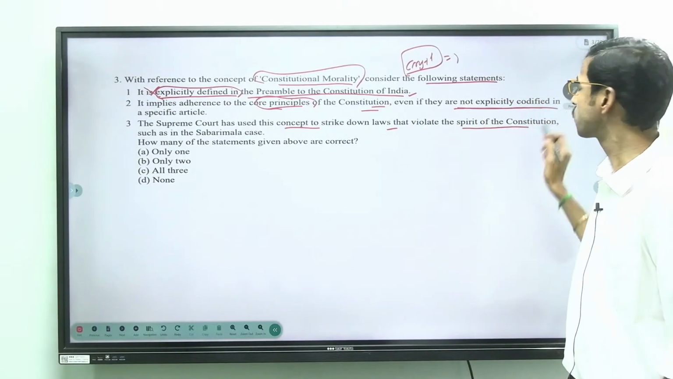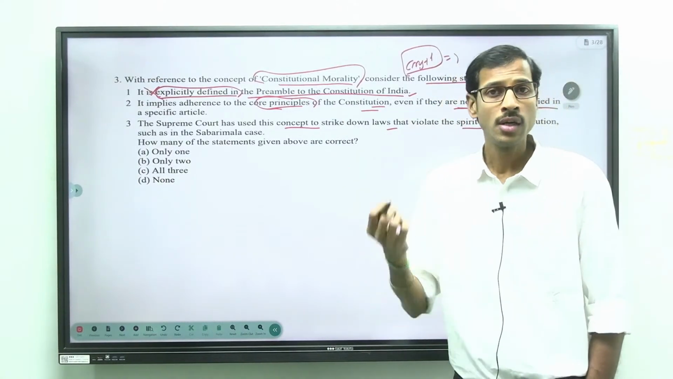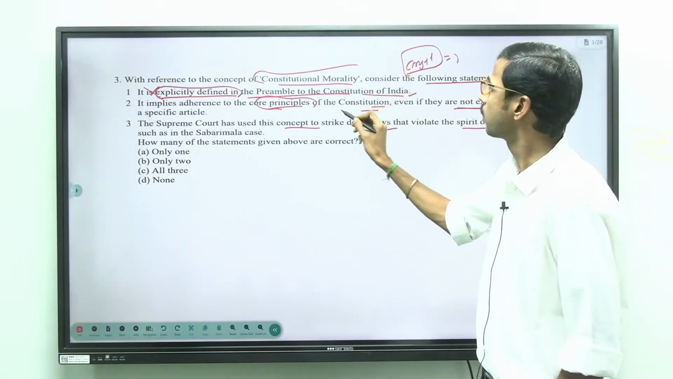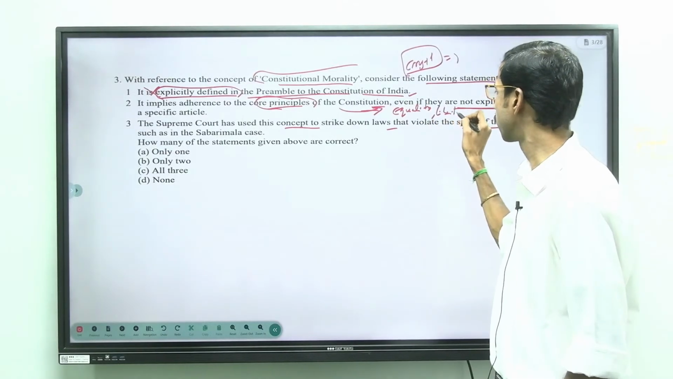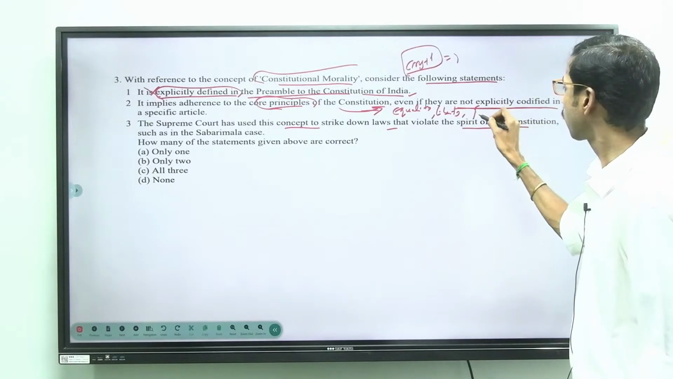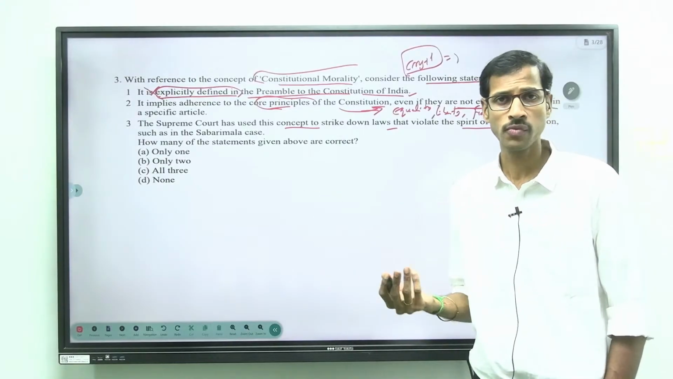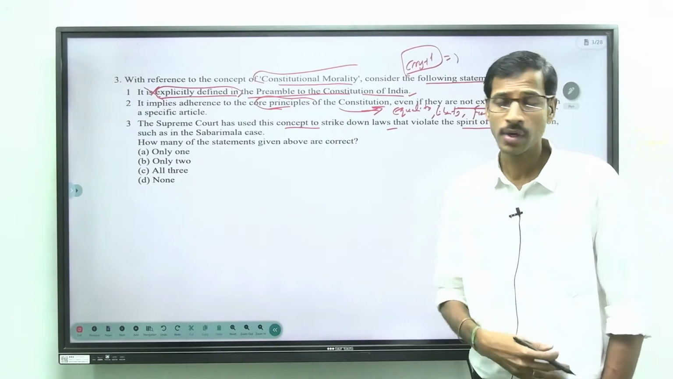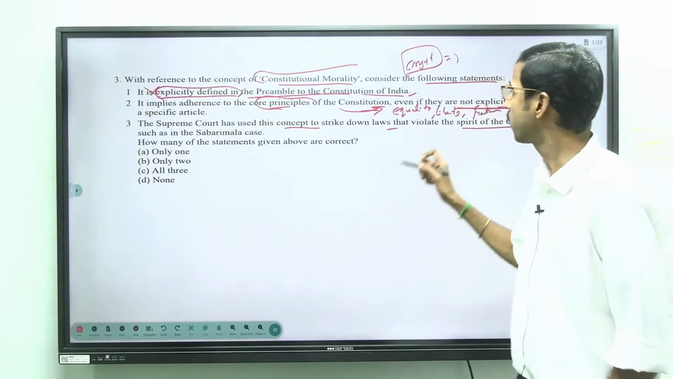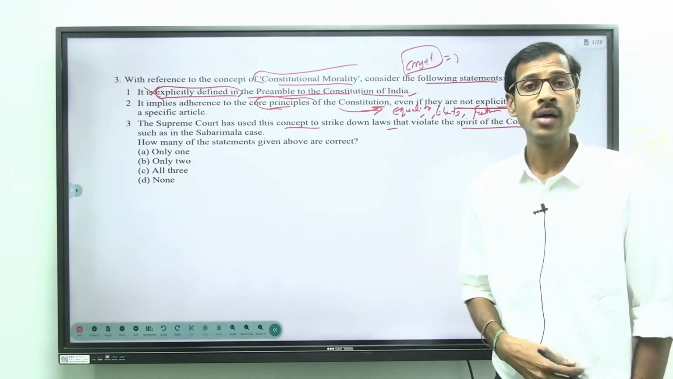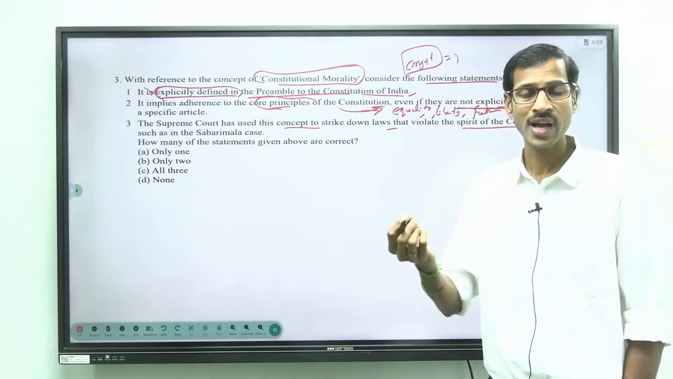And also it implies adherence to the core principles of the Constitution even if they are not explicitly codified in the specific article, right? So it is not completely included in a specific article. If you see some particular things, for example, equality we have, liberty we have, fraternity we have. From these terms we can tell the core principles of the Constitution. Those are core principles that were included in the preamble, right? So they were included, but not completely related to constitutional morality, not defined as constitutional morality, but as a spirit of the Constitution we are following, right?